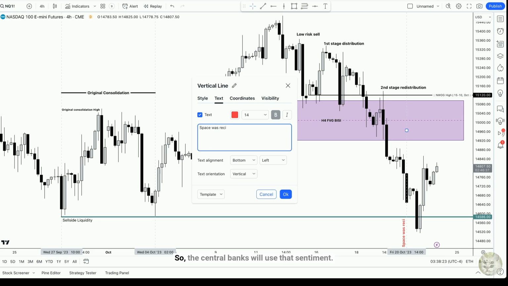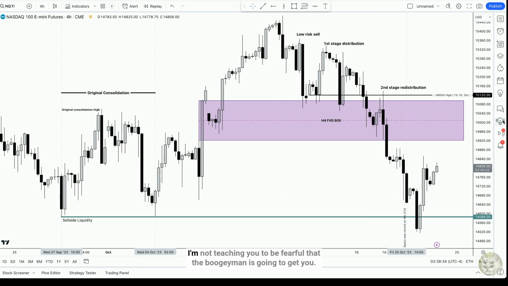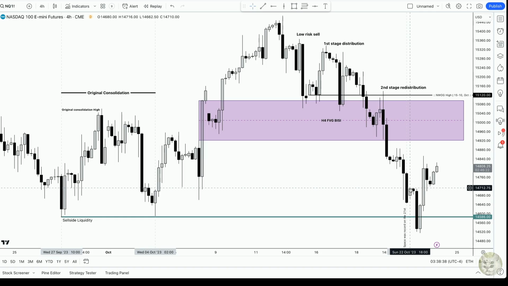So these central banks will use that sentiment, that shift in fear, which I'm not a fear monger. I'm telling you how to master yourself in these environments. I'm not teaching you to be fearful that the boogeyman is going to get you. So I block people that do that.